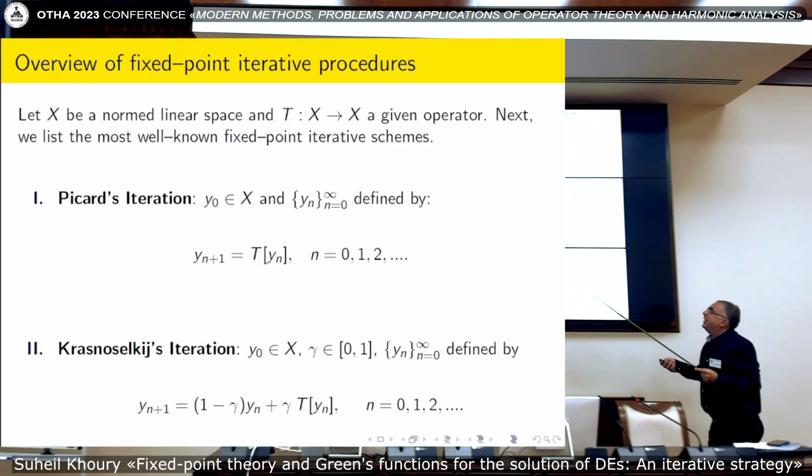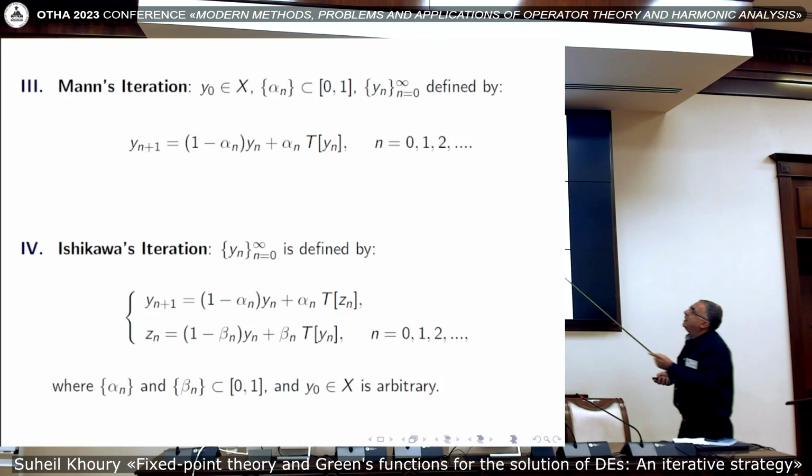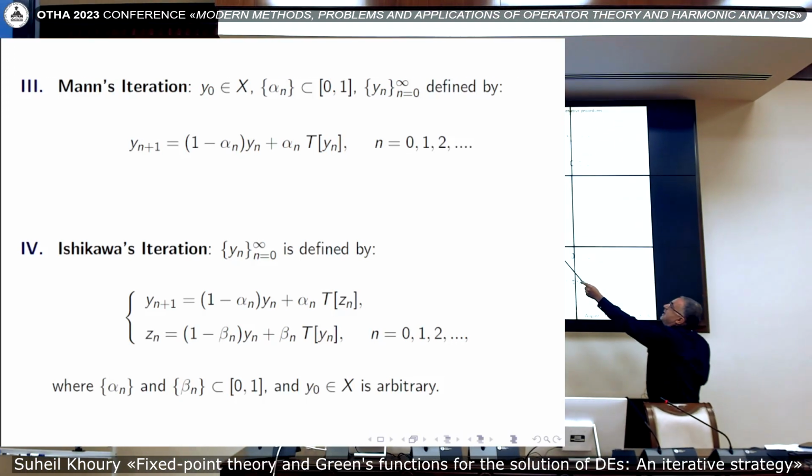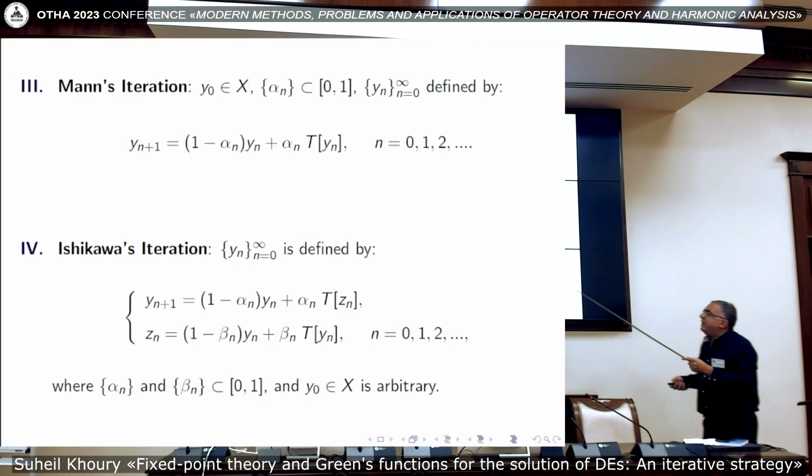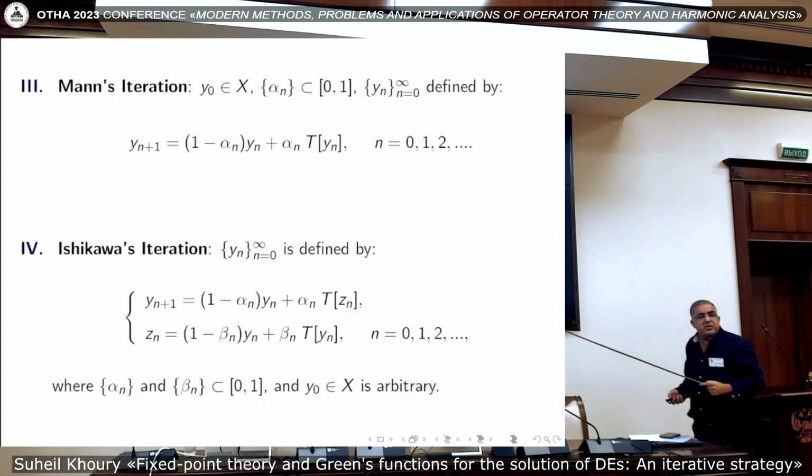this Krasnoselskii iteration was generalized by Mann. So it's not one constant here, it's a sequence of constants. The sequence is between 0 and 1. And we have Ishikawa, it's kind of implicit iteration. This is to find the fixed point.